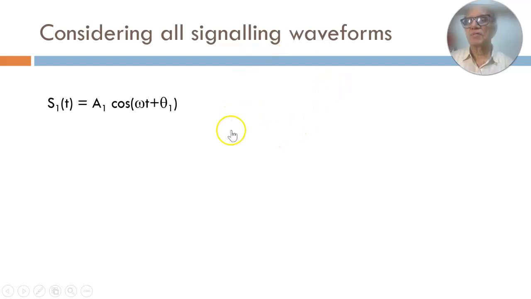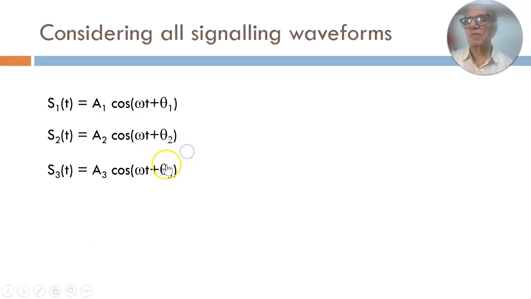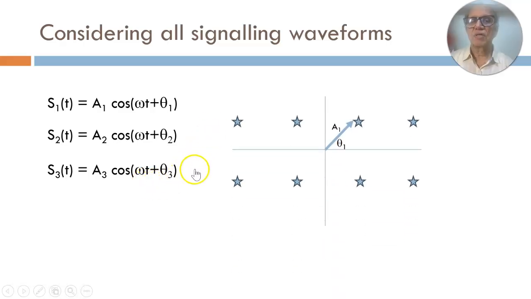considering all signaling waveforms. So S1(t) will have A1 cos of omega t plus theta 1, A1 amplitude and theta 1 phase. So a QAM signal is like a combined amplitude as well as phase modulation. So S2(t) will be A2 cos of omega t plus theta 2. S3(t) will be A3 cos of omega t plus theta 3, and so on. So you can plot each one. For example, for S1(t) the phasor is S1 with an amplitude A1, angle theta 1, and this is the point which we have shown by a star.